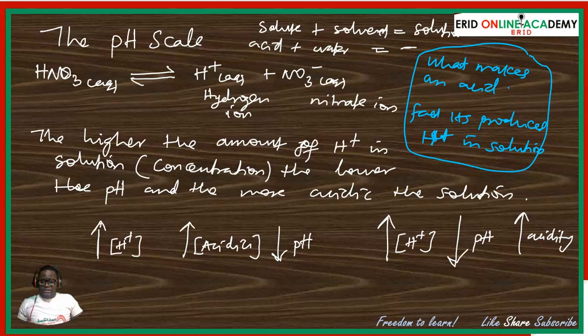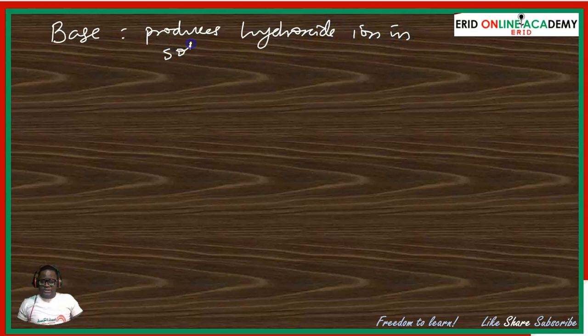Let's relate base to hydrogen ion concentration. In the previous lesson, we defined a base as a substance that produces hydroxide ion in solution. For example, sodium hydroxide is dissolved in water. It becomes the solute, and the water becomes the solvent.